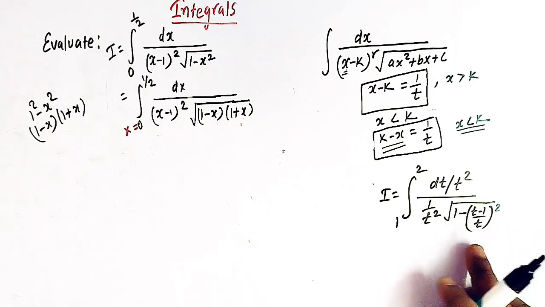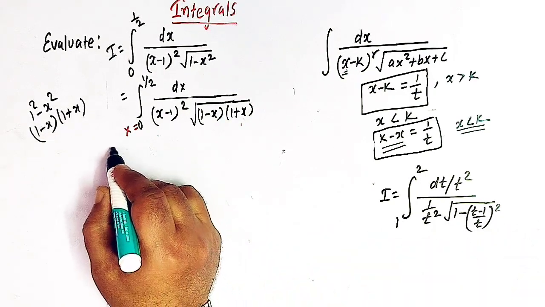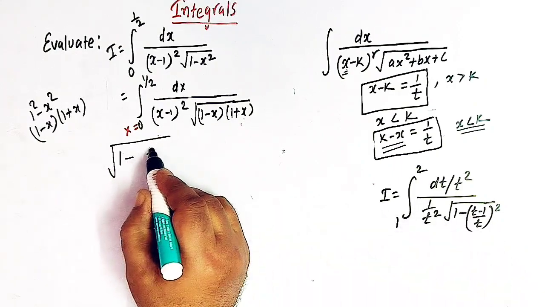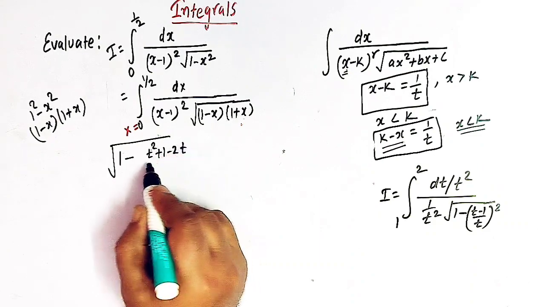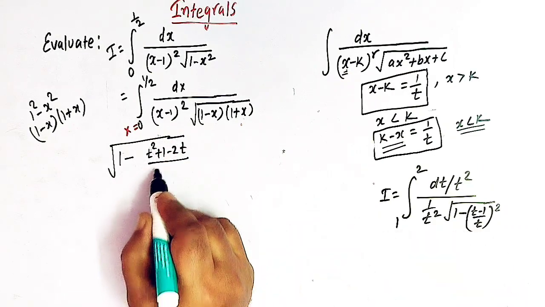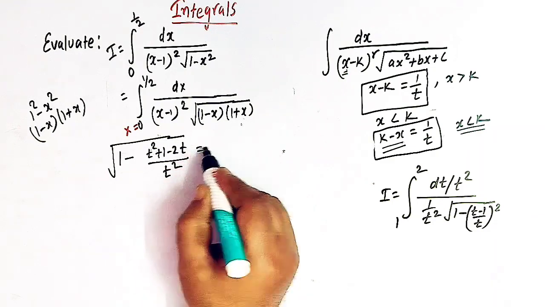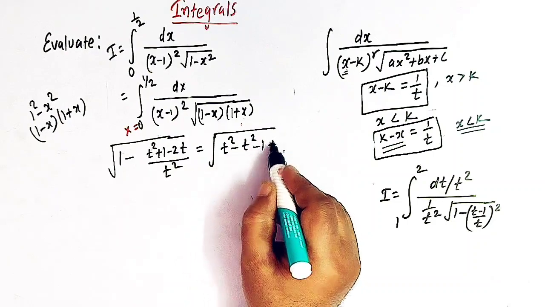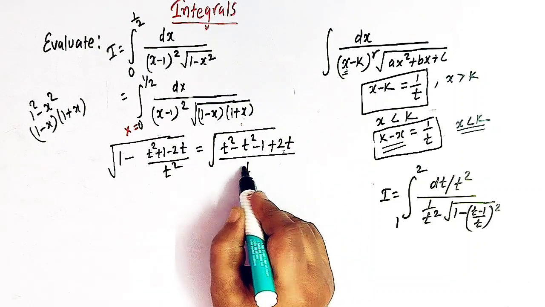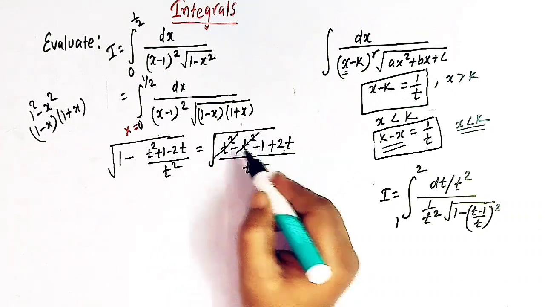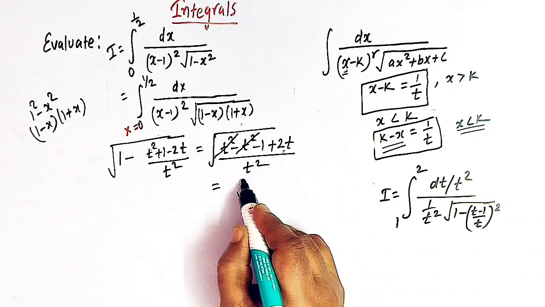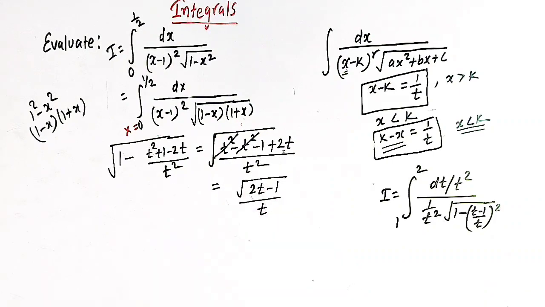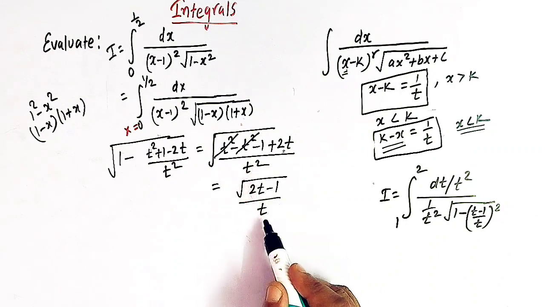So now let us look at this term. So here we have square root of 1 minus t minus 1 square is t square plus 1 minus 2t, and in the denominator we have simply t square. So now we can write it as t square minus t square minus 1 plus 2t over t square, right? So t square gets cancelled, and now we have square root of 2t minus 1 over t, right? Because the square root of t square is t.